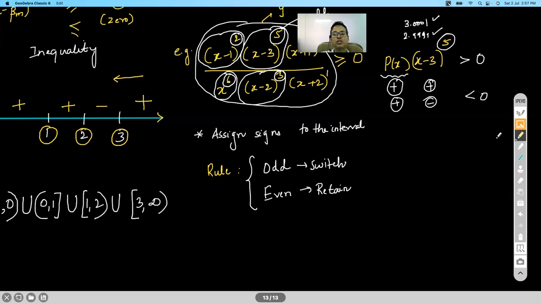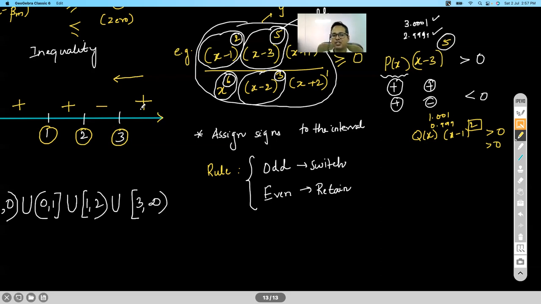But such a thing is not going to be seen if you have a factor subjected to even power. Let's say I talk about x minus 1. If I had (x minus 1) squared, and let's say it is positive right now at 1.001, even if you are at 0.999, this will still be positive because the power here is even. So when you're crossing that number, there will not be any change in the sign because that particular factor was subjected to even power. Are you getting my point?